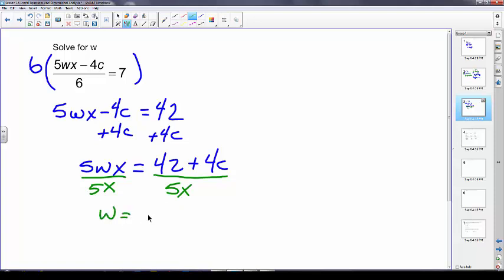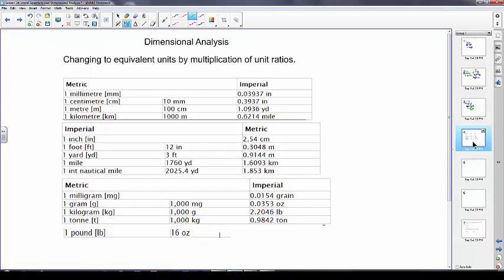So I get w equals 42 plus 4c over 5x. And I'm done. Alright, that's all we've got with literal equations. Let's move on to dimensional analysis.